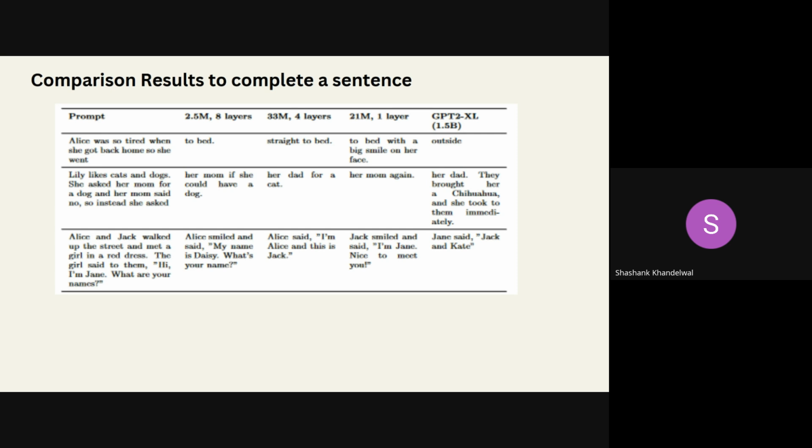And what GPT-2 XL predicted is "so instead she asked her dad, they brought her a chihuahua and she took them immediately." So again, it's out of the blue, not related to context. The thing I want to explain is that even with a small number of layers, like 8 layers, 4 layers, and 1 layer, and a small number of parameters, you can see 2.5 million, 33 million, and 21 million parameters, we can have better reasoning.